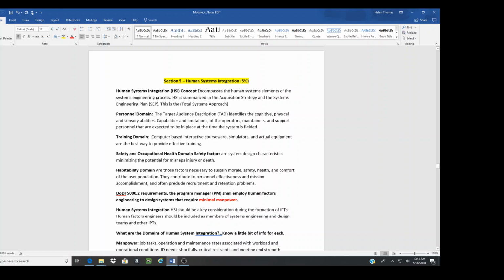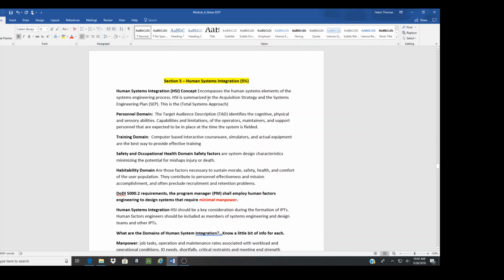So what this aspect of it is, now that we have the system, we need to look at what requirement or what skills, knowledge is necessary for the individual that's operating that system. So the human systems integration concept involves those human elements of the engineering process.